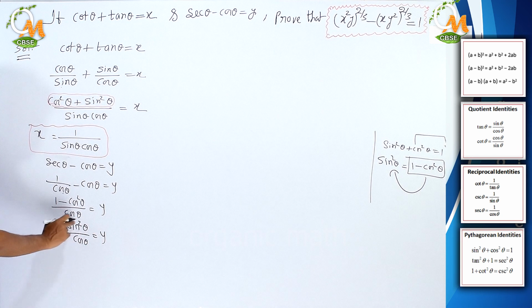So what is the value of y? Sin square theta by cos theta. See here, we can put down y equal to sin square theta by cos theta. Okay, so let this be the simplified value of y in terms of sin and cos.